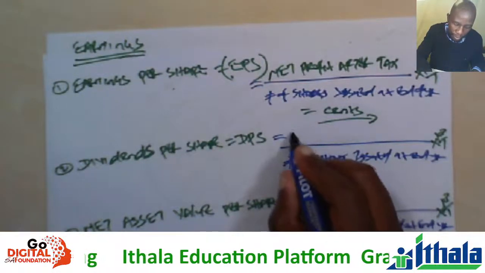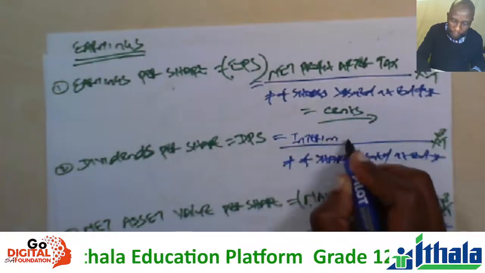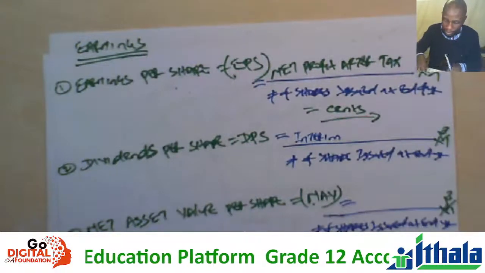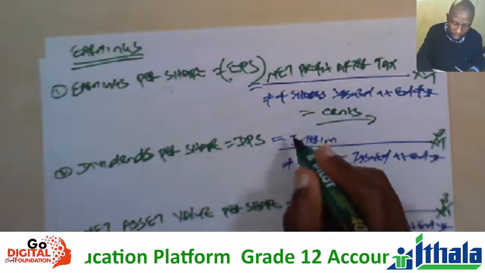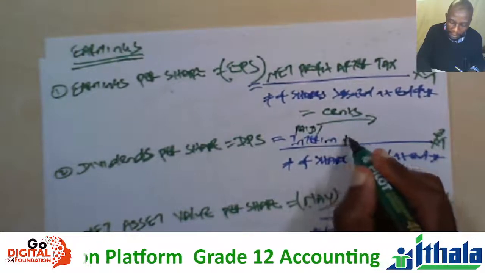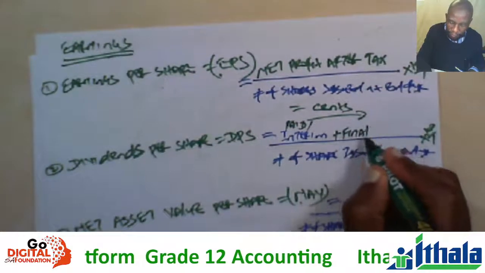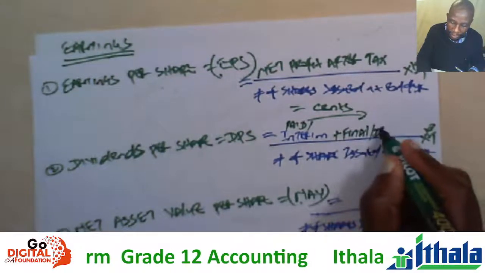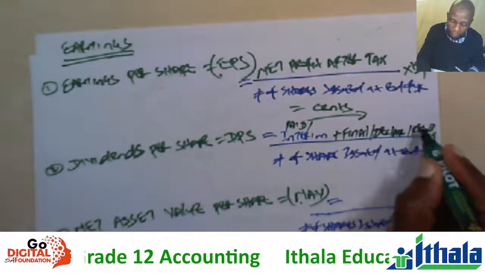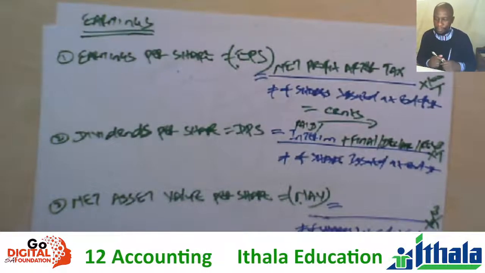Dividends. So the interim, or we call it paid. If we don't want to say interim, we can say it's paid. Plus the final dividends, or declared, we call it declared or recommended, right? So what is the interim dividend?